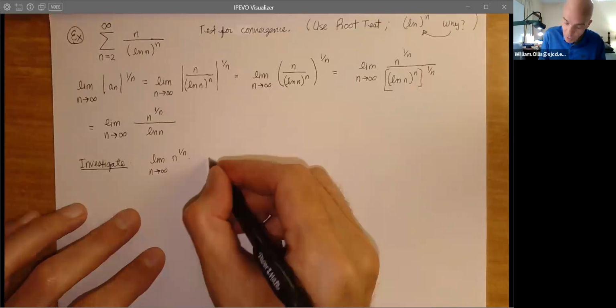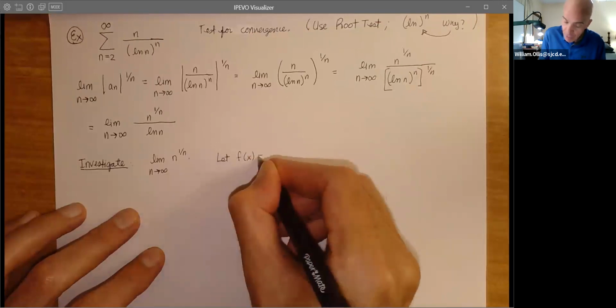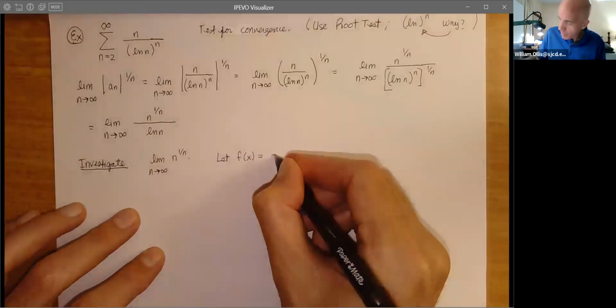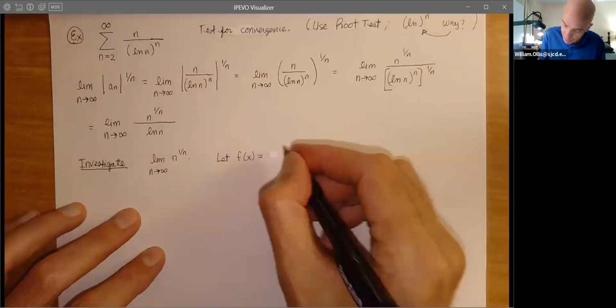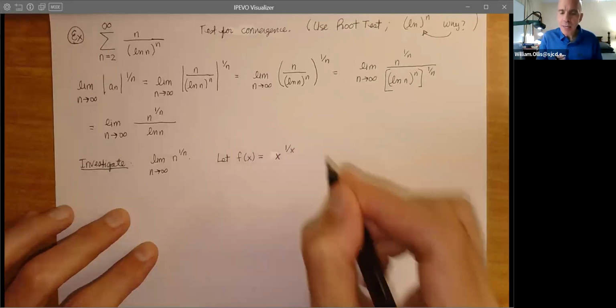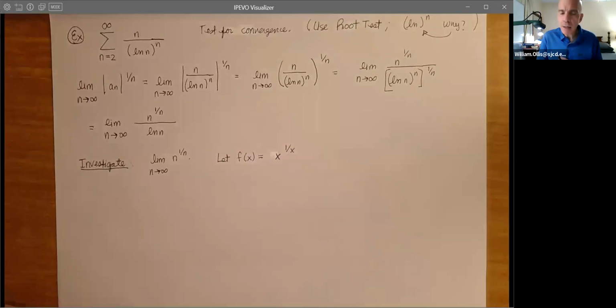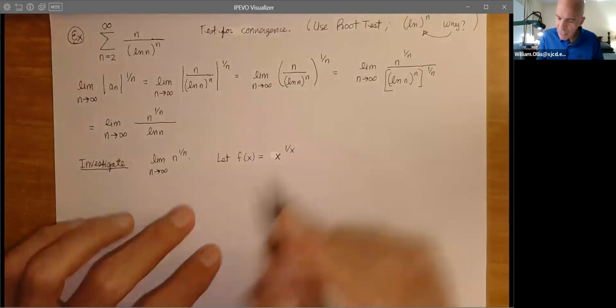So what we're going to do is look at the real analysis. Let f of x equal x to the 1 over x. We're thinking if we can write this problem in a way so that we show that the function actually has a maximum and then use the squeeze theorem, I think we'll be in good shape. So this is how we're going to do this. We're going to apply some calculus.